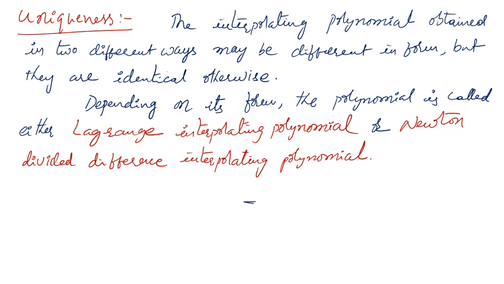Okay, so here we are learning only two cases. One is Lagrange's and the other is Newton's divided difference interpolating polynomial. They look different, but if I simplify them, you will get the unique interpolating polynomial. Okay. Now, first let us see linear interpolation.